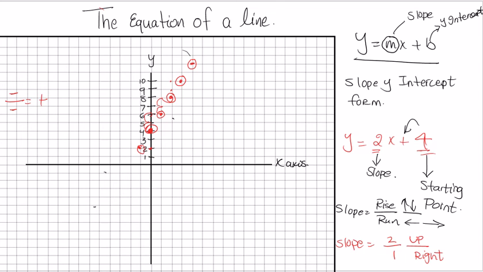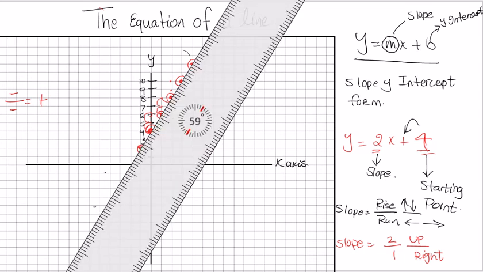Now we are just going to join all these points. Every point here is on a straight line. If you're trying to join your points and they're not on the line, that means you're doing something wrong.